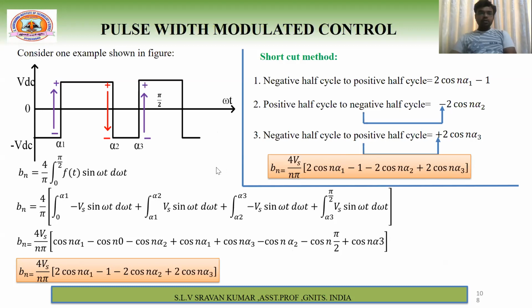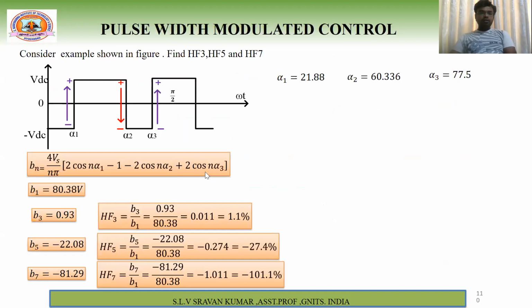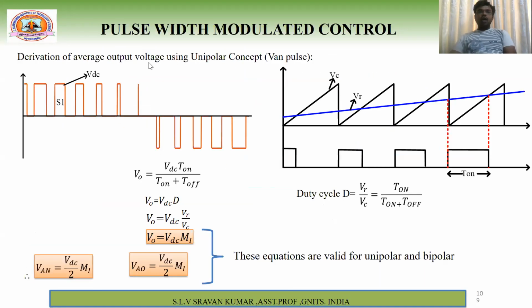Okay, right. So now the next derivation: the average output voltage equation. Whether it is for bipolar or unipolar, the equations are the same. So I am taking the output voltage of unipolar. Therefore, what happens here? The duty cycle is changing. Duty cycle is nothing but the on time. So the on time is changing. See here, this pulse has more on time, here less on time, and here very little on time, like that. Again in the negative half cycle, the on time is increasing.